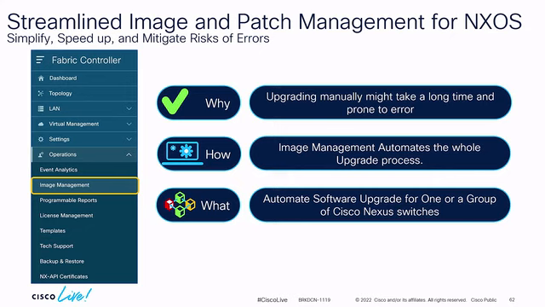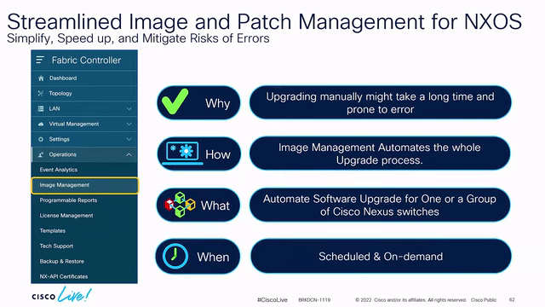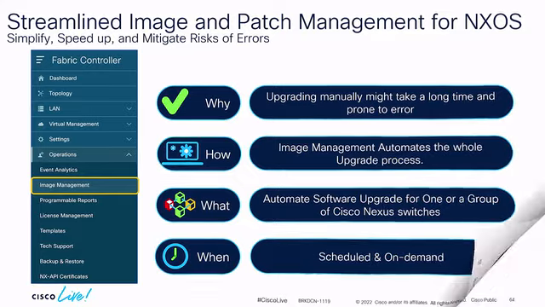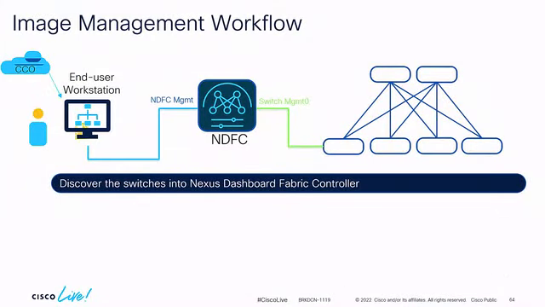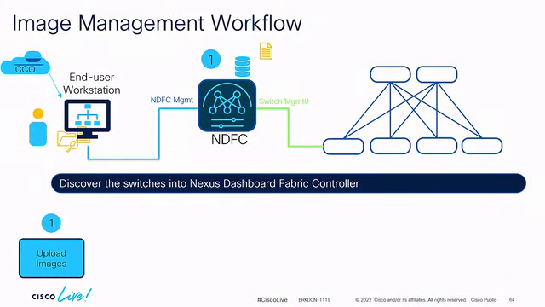So it automates the image management lifecycle for any Nexus switches, like Nexus 5K, 6K, 7K, doesn't matter. And then finally, you can do on-demand or it's a scheduled one. So let's quickly look at the process. So first step is that you upload the images on the ND, right, and the NDFC.